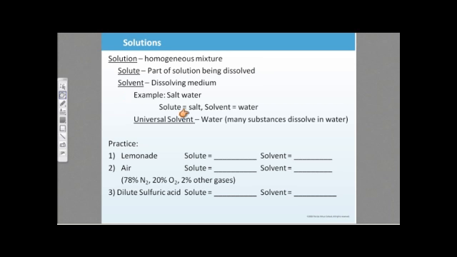So in this case we are adding salt to water, so the solute would be the salt and the solvent will be the water. And in fact, in chemistry, the majority of the time our solvent is water. So we call that the universal solvent. That just indicates that we use it quite frequently. And really for our course, pretty much everything we talk about when we deal with solutions will be in water.